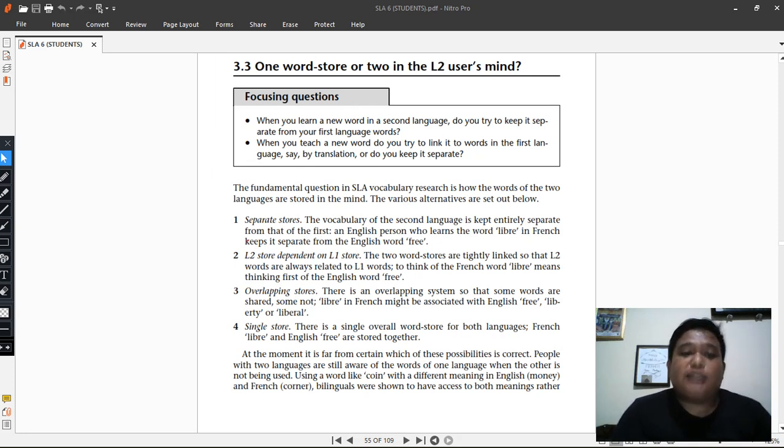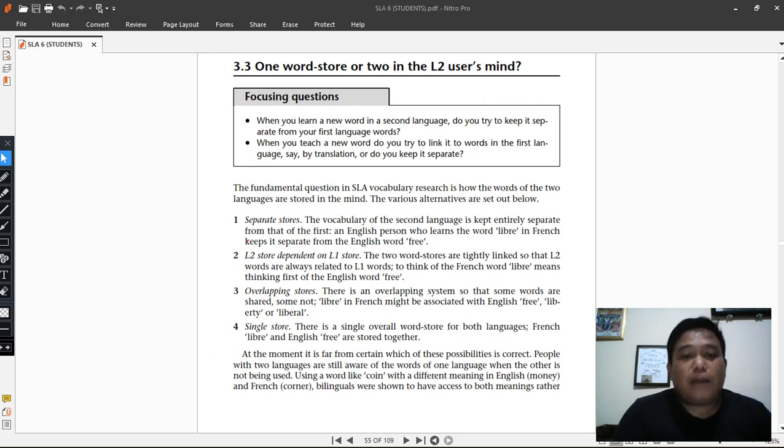While in the L2 store dependent on L1 store, when you try to speak in English, you will consult your first language. Like when you speak in English with your friends, firstly your first language comes into your mind, and then you do the translation, and then you speak in English to them. So that's how the L2 store dependent on L1 store works. While in the separate store, there is no link. You master your own store for the language that you want to speak.